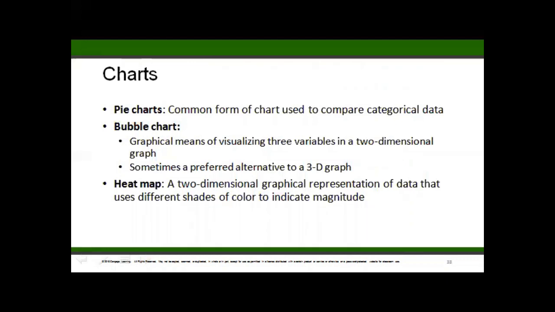Pie charts are a common form of chart used to compare categorical data. Bubble charts are graphical means of visualizing three variables in a two-dimensional graph, sometimes a preferred alternative to a 3D graph. A heat map is a two-dimensional graphical representation of data that uses different shades of color to indicate magnitude.